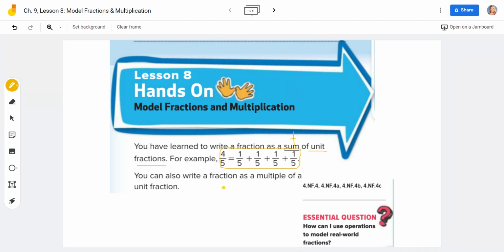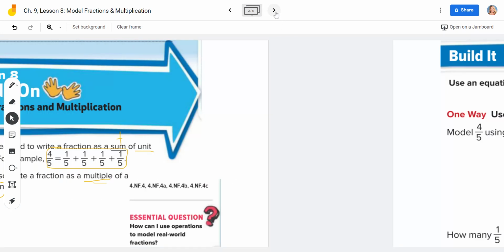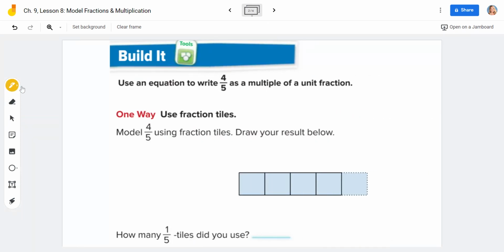In today's lesson, we're going to look at how we can also write a fraction as a multiple of a unit fraction. So now instead of adding, we're going to multiply, which is super easy. All right, let's look at this. Use an equation. So remember, all equations need an equal sign. Use an equation to write 4/5 as a multiple of a unit fraction. Well, I want you to go ahead and be thinking, multiple means that we're going to multiply. And unit fraction, so my unit fraction for 4/5 is going to be 1/5.